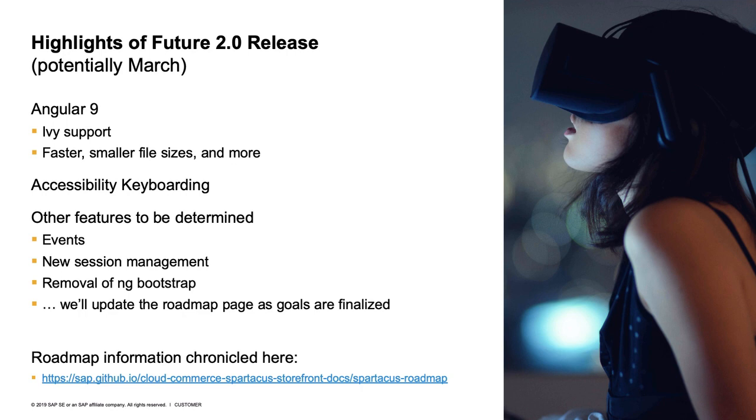The big push in 2.0 is adoption of Angular 9, which is a great update to the framework. There's the Ivy rendering engine, which provides faster performance, smaller file sizes, and many more benefits. So we want to get Spartacus on Angular 9 as soon as Angular 9 is released. Accessibility, the rest of the keyboarding features, are also a big important feature for our 2.0.